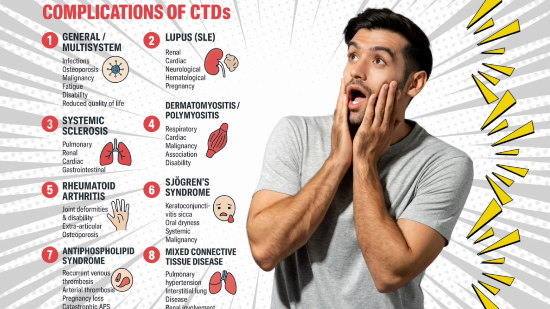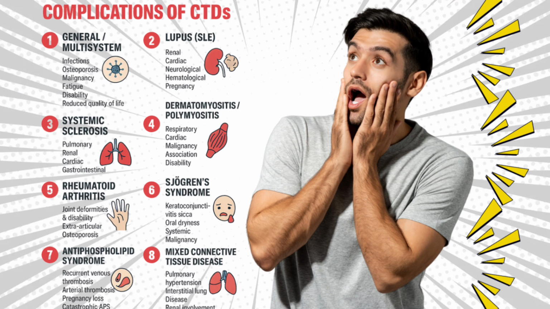There is also a higher chance of cancers. For example, a woman with dermatomyositis develops ovarian cancer a few years later. Or a patient with Sjogren's suddenly develops lymphoma. These links remind us why long-term follow-up is so important. And let's not forget, constant fatigue, disability, and reduced quality of life are everyday realities for many patients.